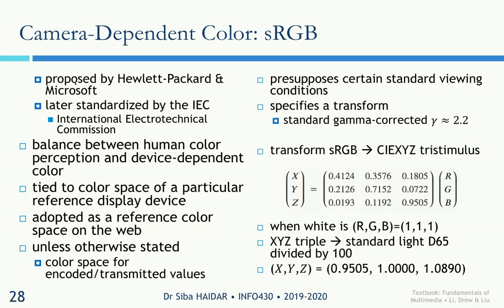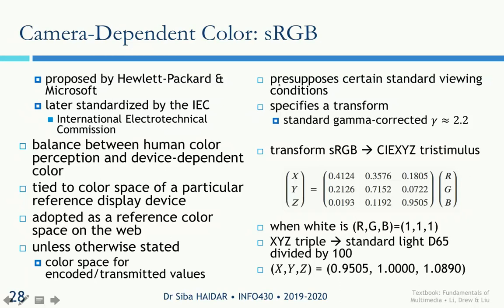We cannot have an absolute set of transformation matrices. So we will take a midway between what humans perceive and what the device can offer. And it is tied to the color space of a particular reference display device. So we take a display device, we say this is our reference, this is the standard of the devices. Most of the devices can do this, and we take this color space and the set of parameters here in order to go from the human perception model XYZ to what can be displayed on most of the devices, RGB. And this is adopted as a reference color, as I said, on the web, unless otherwise stated.